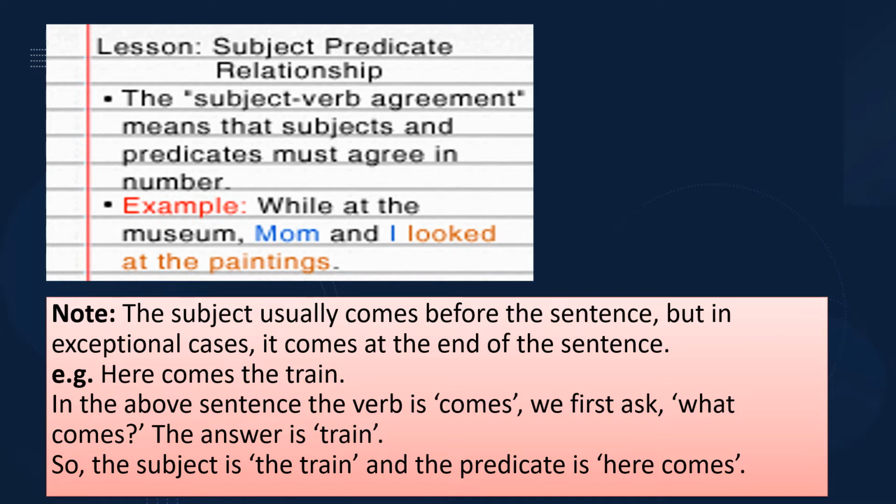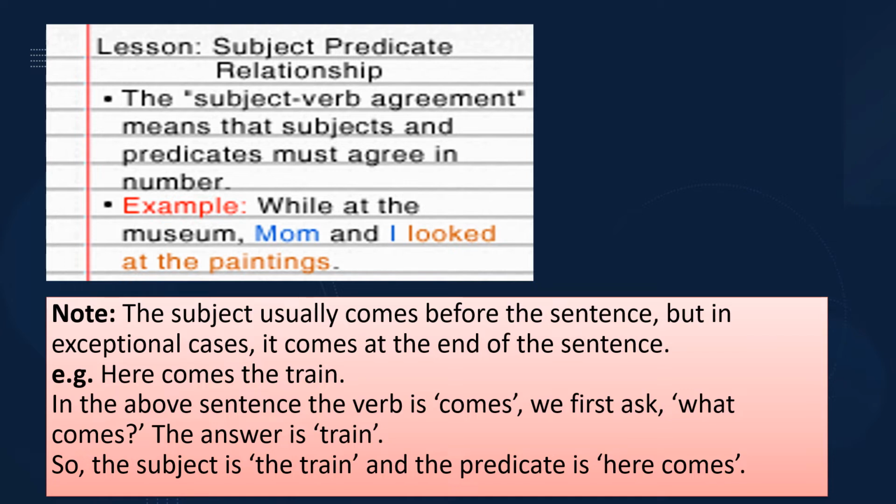Now, one more point: most of us have this notion that the subject always comes first. But no, this is not true. It usually comes before the predicate, but in exceptional cases, it comes at the end of the sentence. For example, here comes the train. Now, what is the subject here? The subject here is train, and that is after the predicate.